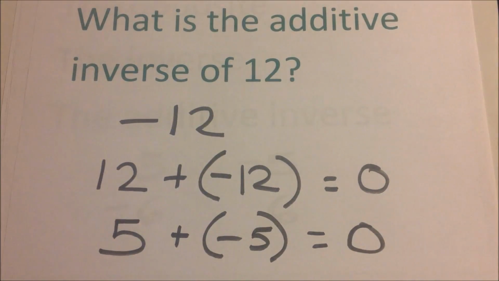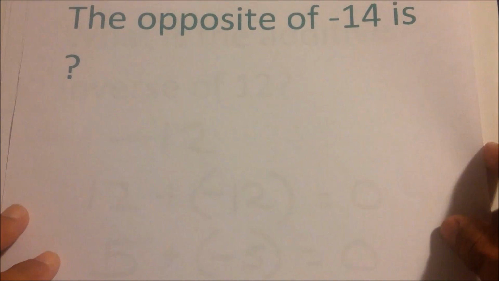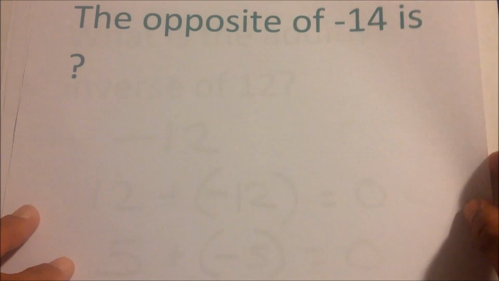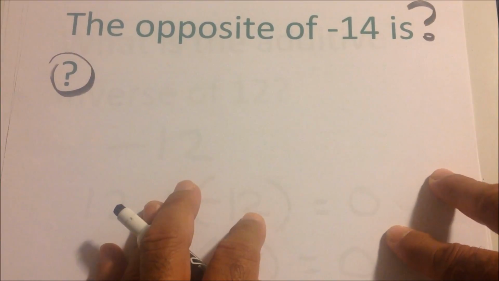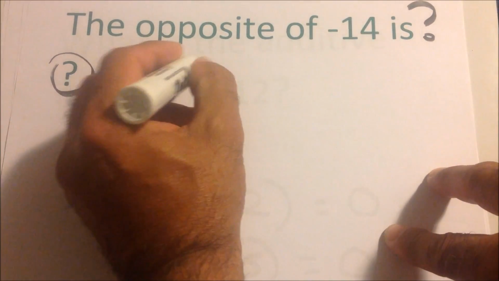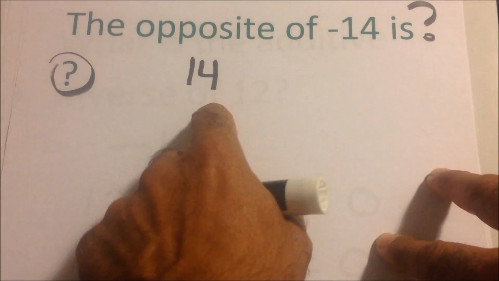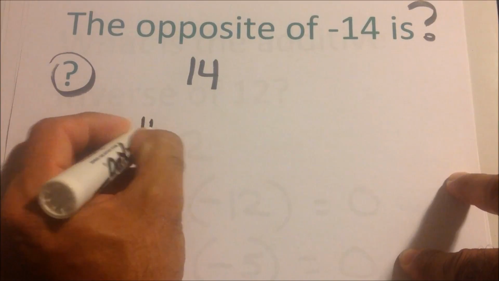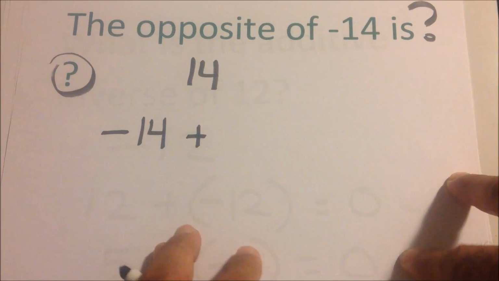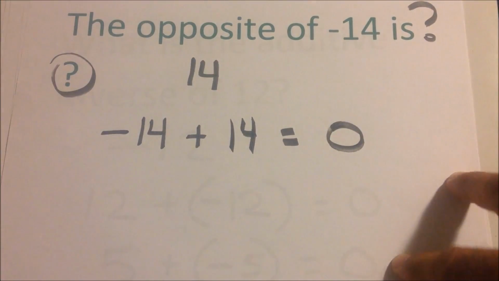Important to know. Okay, so let's look at this. The opposite of negative 14 is 14. The inverse of negative 14 is 14, same thing. And remember, if we added a number and its additive inverse, we'd get 0. They cancel each other out.